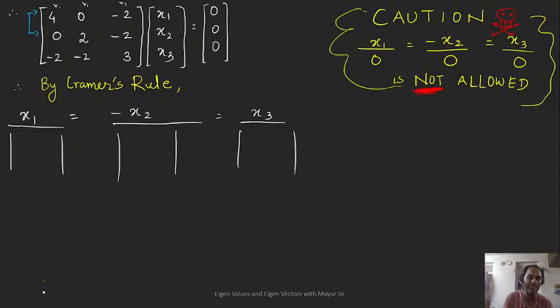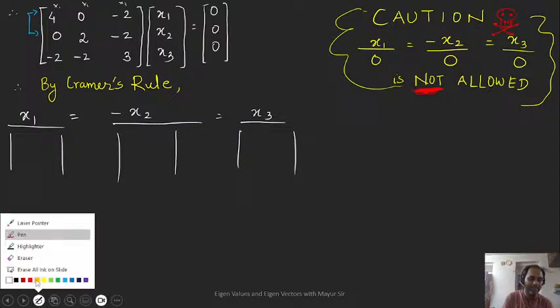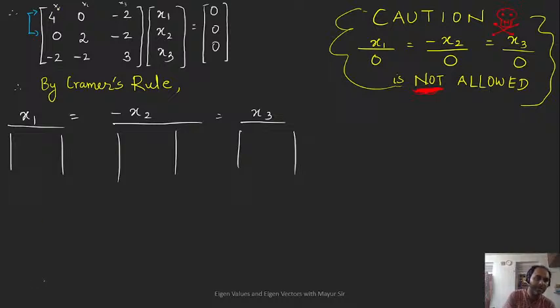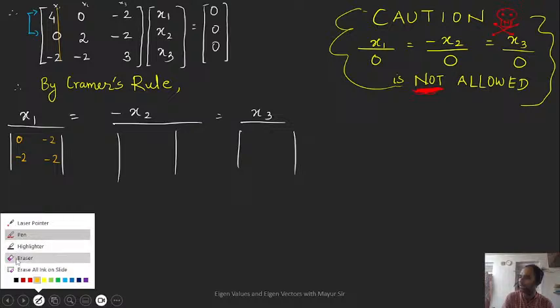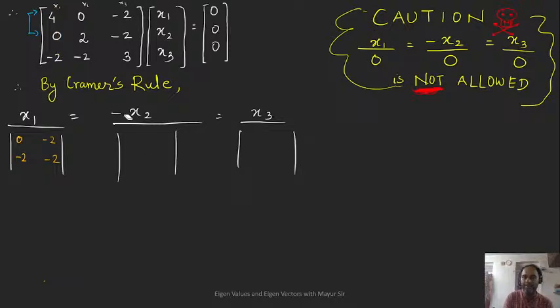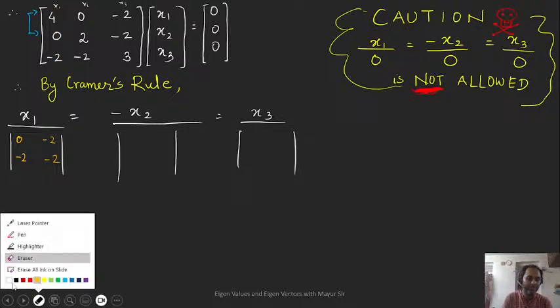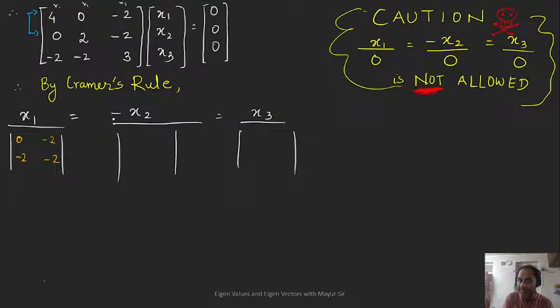So for x1, what you do, you delete the first column. If you delete the first column, and we have already fixed the first two rows, right? So in the first two fixed rows, what do you get? You get 0, -2, -2, -2. Okay, this is what you get. Then, remember, another word of caution is that x2 is always with a minus sign.